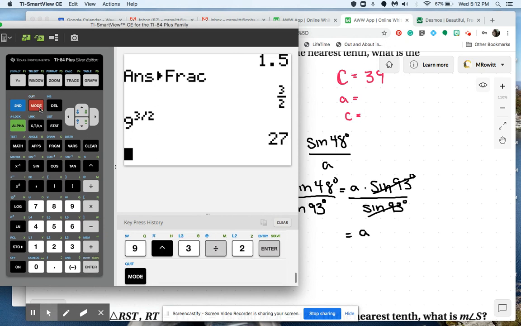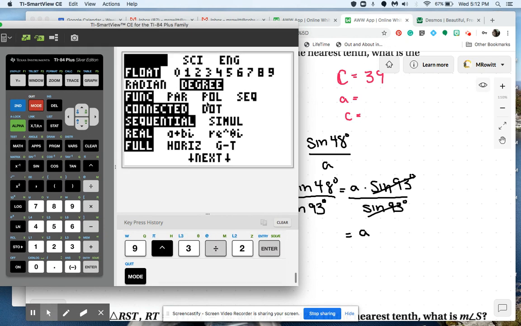My calculator is still in degree mode because this is the only class I'm doing trig in, and I'm not teaching any classes with radians. So I'm in degree mode because that's the mode that I need to be in. I'm still in it because I put it in that yesterday.